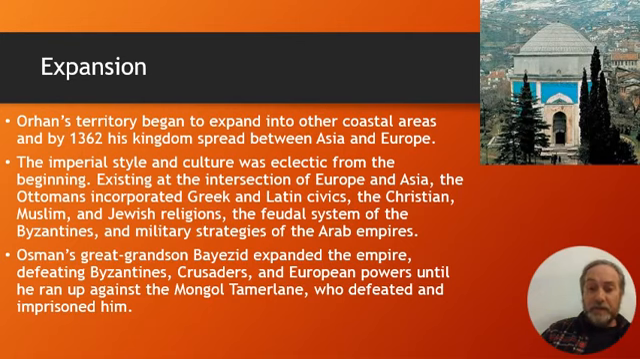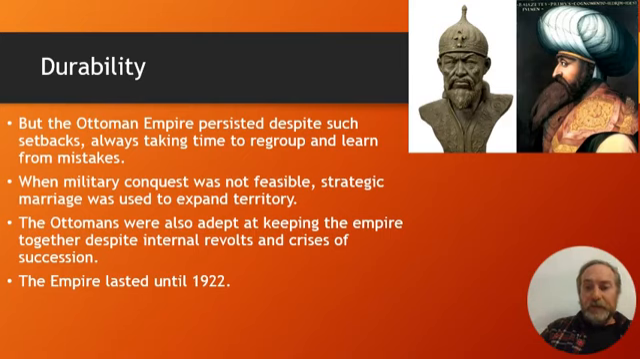There were still constantly Europeans coming into the area in the Middle East, and other European powers, but ultimately Bayezid ran up against Tamerlane, who was the latest of a long line of Mongol emperors. This is the late 1300s. Tamerlane ultimately defeated Bayezid and imprisoned him. So here is Tamerlane.